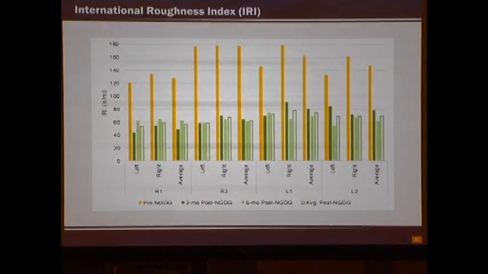So the IRI data that we received is what you see here. The pre-next generation diamond grinding is in yellow. The 3-month, 6-month, and average is what you see in green. So this is really good data that we received, and it performed better than our expectations. In some instances, it was a decrease of over 300% of the IRI, which is, again, better than our expectations.